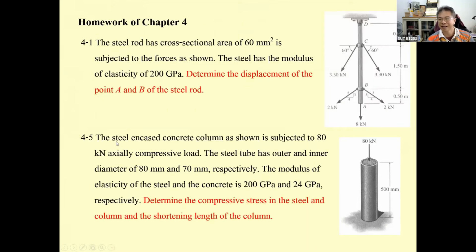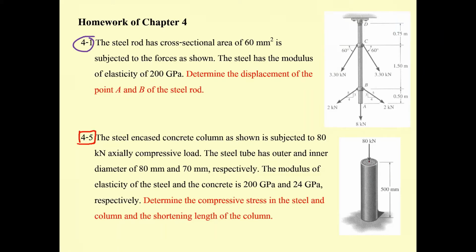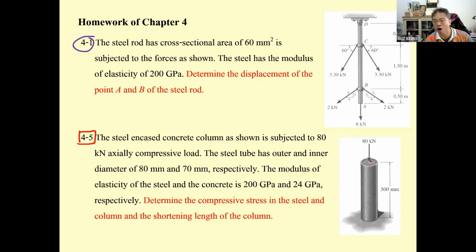And then for the homework, there are going to be two different problems. One is 4.1. This is going to be statically determinate. That is going to be a rod with points A, B, C, D, and A is free. D is fixed. It's going to be statically determinate. The second problem is a kind of problem where we have the steel column, and then we put the concrete into the hollow section.